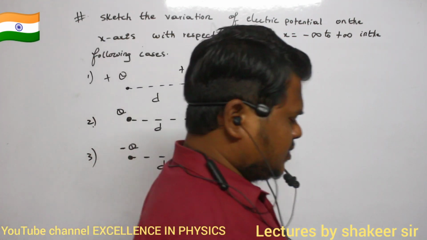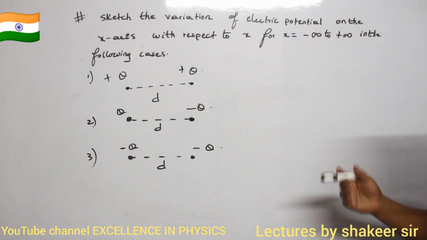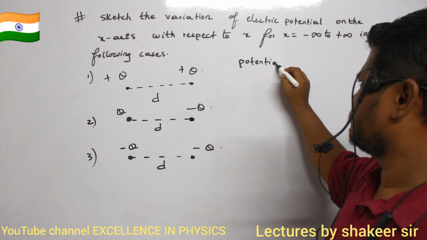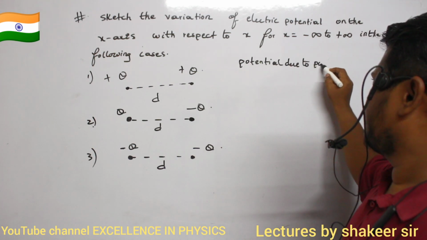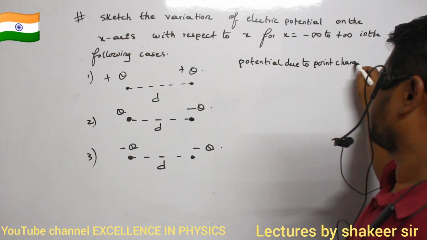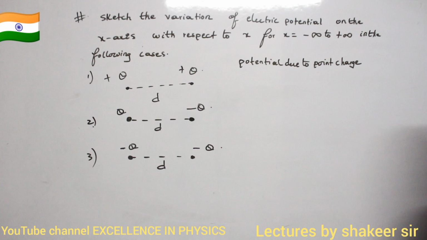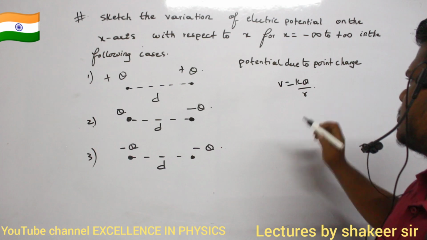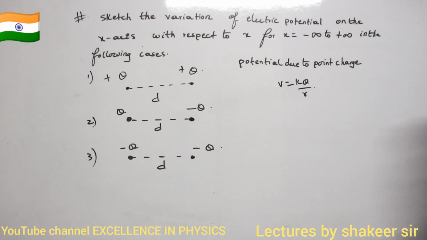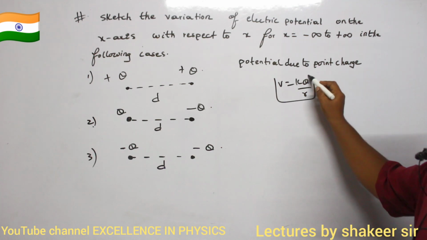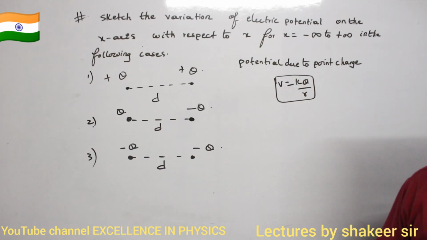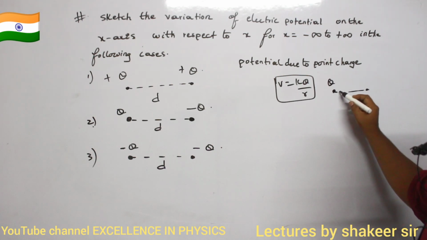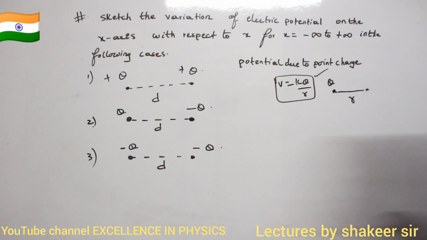First of all, let us see how potential varies. Potential due to a point charge. What is the formula? V is equal to KQ divided by R. This is the formula. Potential due to a point charge is V equals KQ divided by R, where K value is 1 by 4 pi epsilon naught. For example, this is a point charge Q. Here at a distance of R, if I want to calculate potential, then this is the equation.